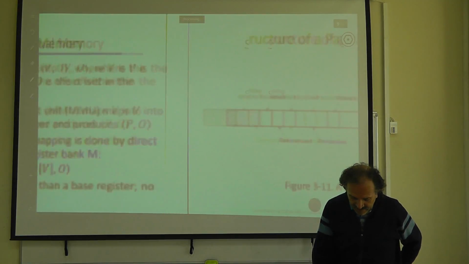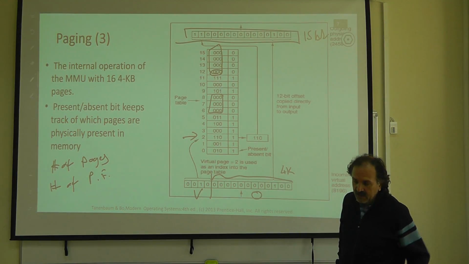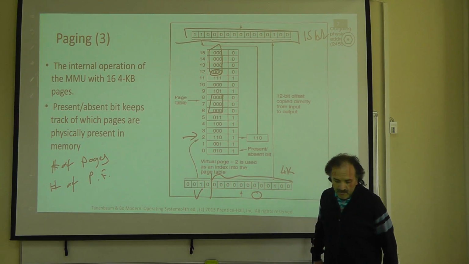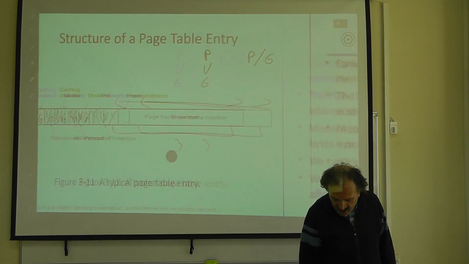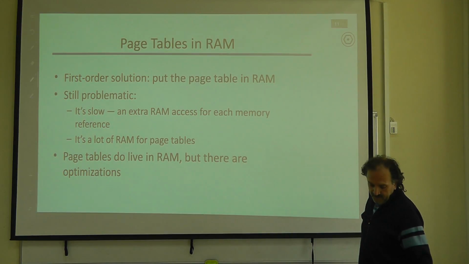Well, this is definitely faster if it is on the MMU. But if I keep them in the RAM, that means that every time I need to make a memory reference, I need to go to the system memory more than once, 2 times. When memory access is already slow, and if I do the slow operation 2 times, it would make it much slower. So keeping the page table in the memory is very slow. An extra RAM access for each memory reference. That's not a good thing.